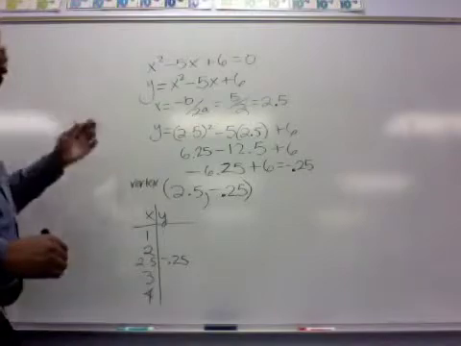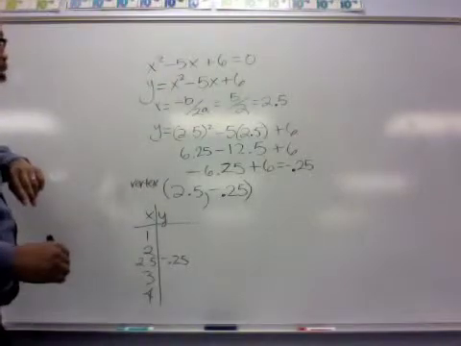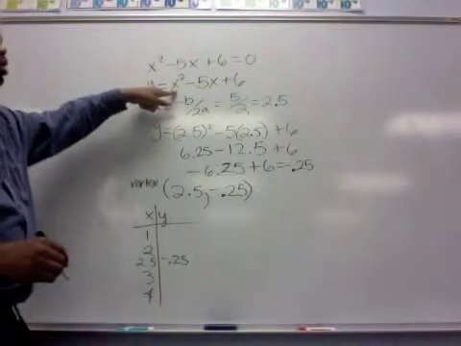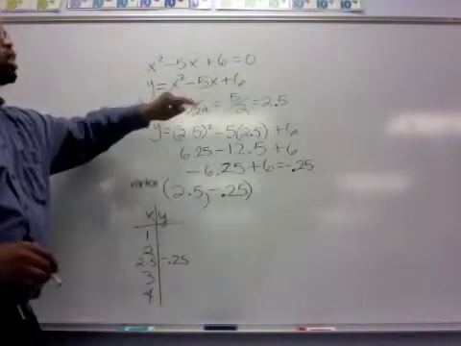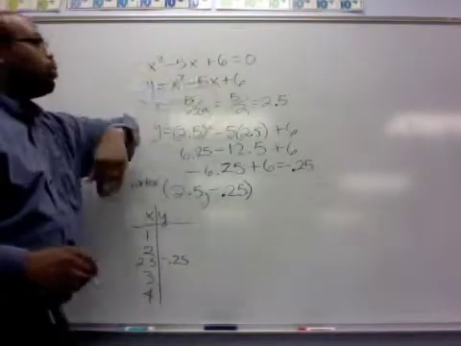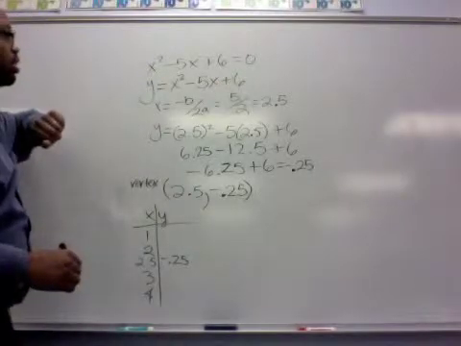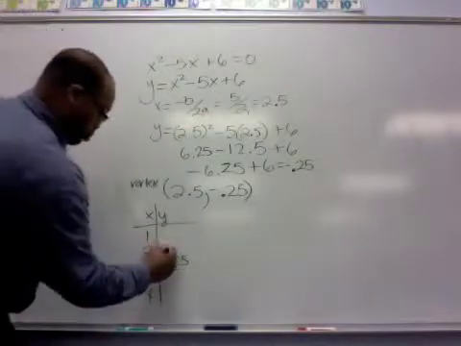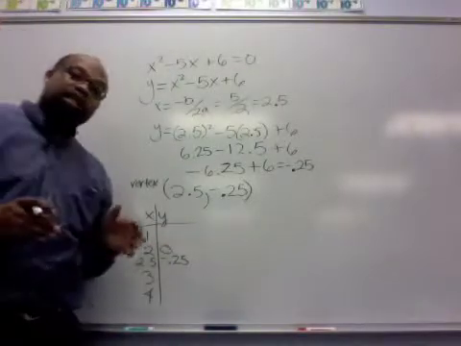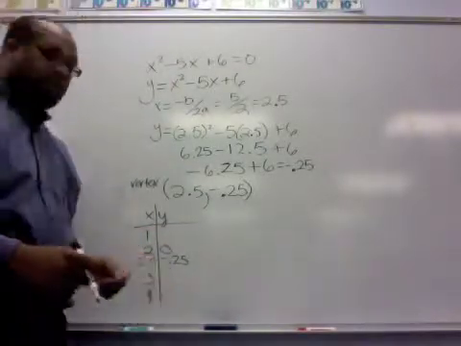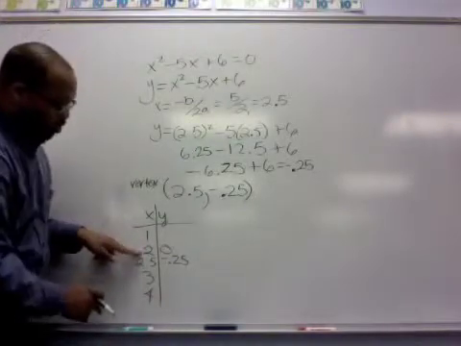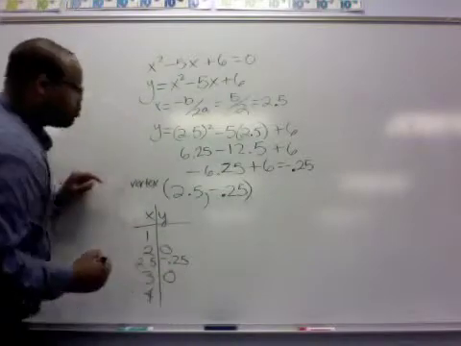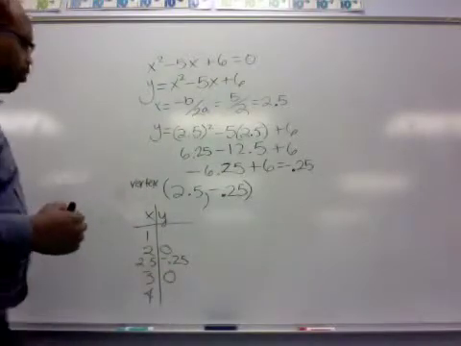Now, if we put a 2 back into our equation, we'll realize that 2 squared is 4. A negative 5 times 2 is a negative 10. 4 minus 10 is a negative 6. Negative 6 plus 6 is 0. Because a parabola is symmetrical, we'll see that the y value for this x and the y value for this x will be the same. We can test that out.